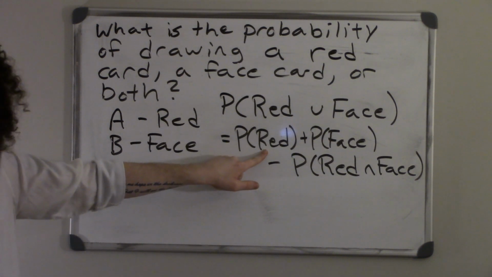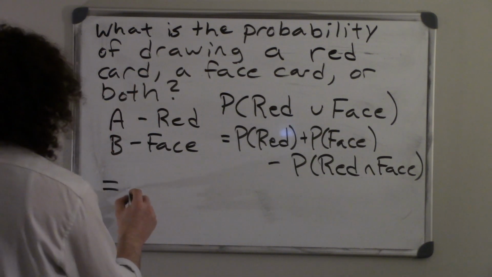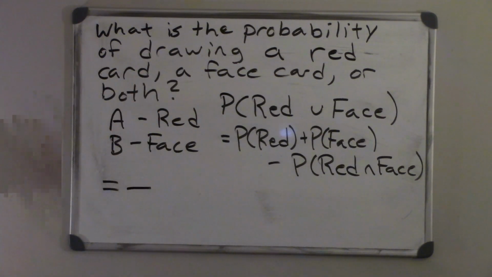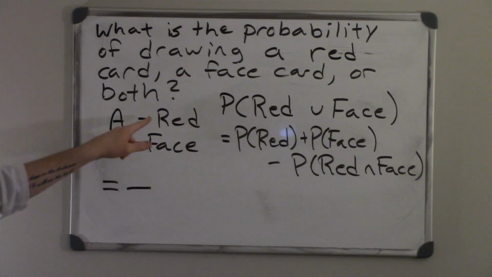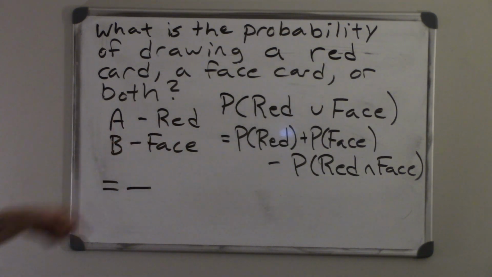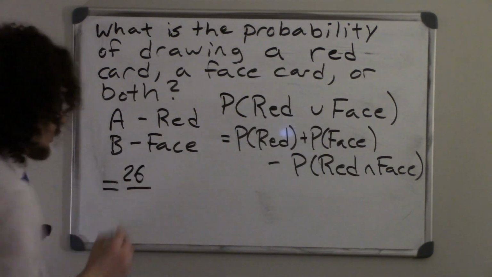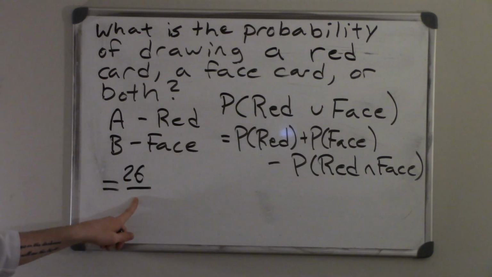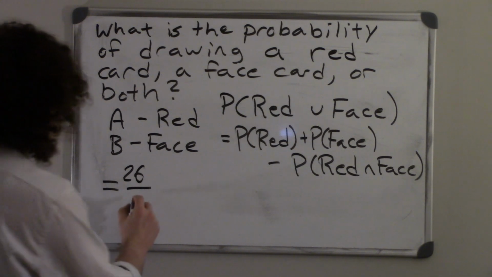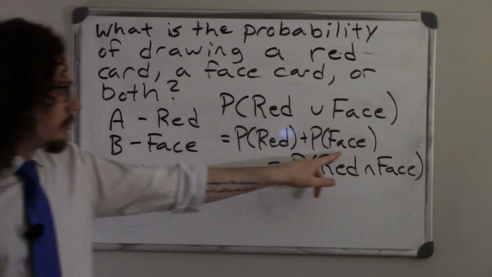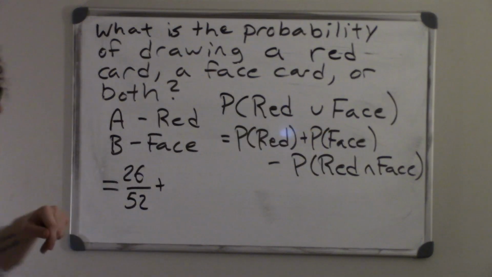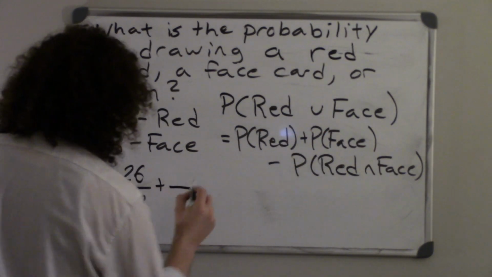So what's the probability of drawing a red card? Well, to know that, we're going to need to know how many red cards there are in a deck. That's our numerator, the number of outcomes in our event. As we've already discussed, it is 26. Then we need the number in the sample space. That is still 52. Then we're going to need the probability of drawing a face card.